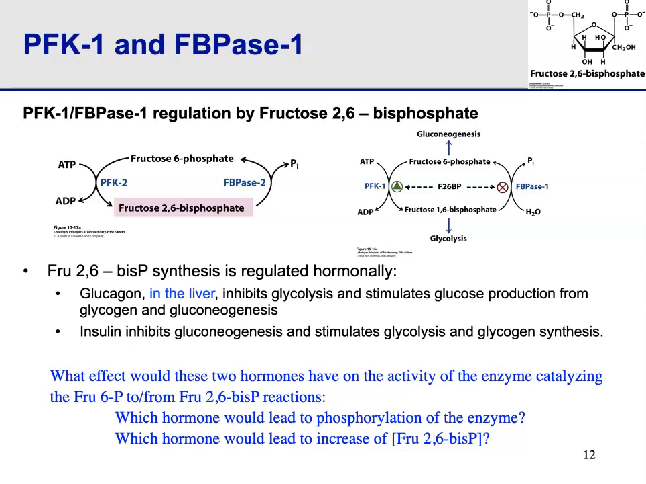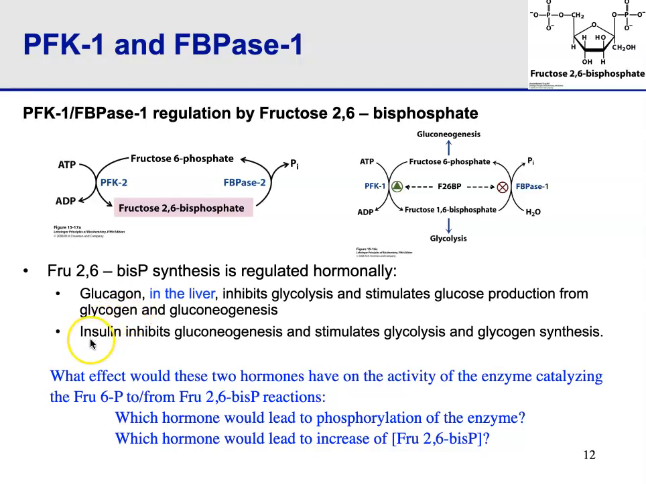Now, the production of fructose 2,6-bisphosphate is hormonally regulated. In the liver, and it's very important that it's in the liver, glucagon inhibits glycolysis and stimulates glucose production from glycogen and gluconeogenesis. Again, why? To support normal blood glucose levels for the brain and all the other tissues. Glucagon is released when we have a low blood glucose level. I always connect it with this: when glucose is gone, glucagon is released to help keep the glucose levels normal.